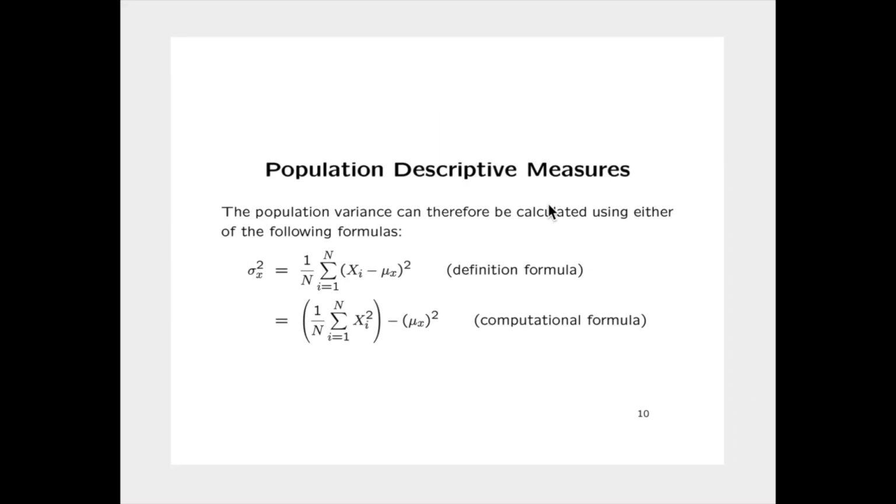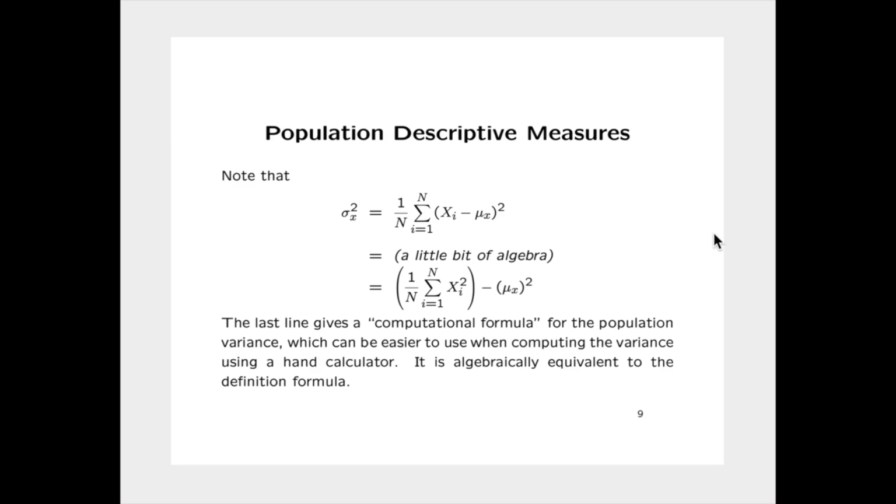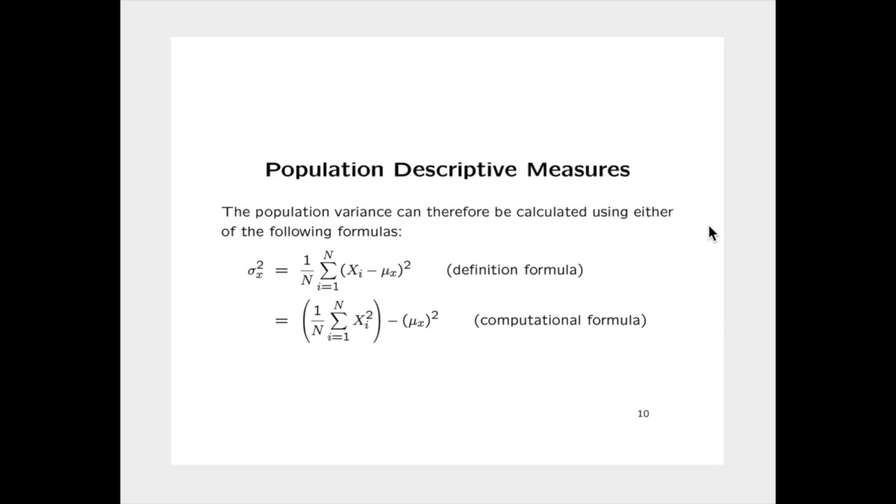All right, so here I've got the corrected title for this slide. And so in your course note packet, you go ahead and make that change as well. So this is continuing on from the previous slides. And so the population variance can therefore be calculated using either of the following formulas: the definition formula or the computational formula. Which one you use in a given context will depend on really which one is easier to use and perhaps what information you have.